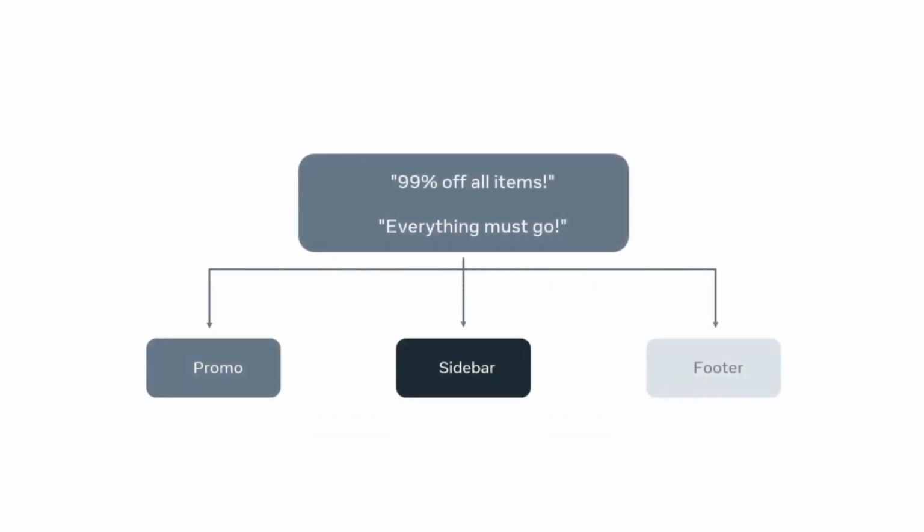But instead of writing the same code over and over, you can change your approach. You can establish a single source of truth that contains the two strings that store the values for the texts 99% off all items and everything must go. This will be contained within the parent component so that any data needed can be passed on to the child components using props. Now let's use this approach to update the promo component.